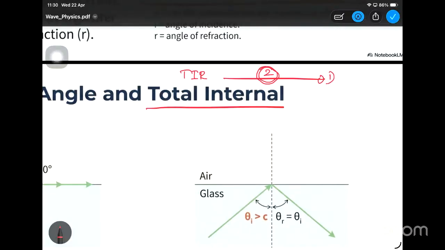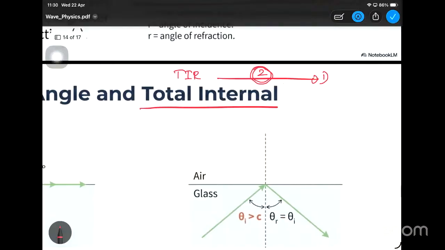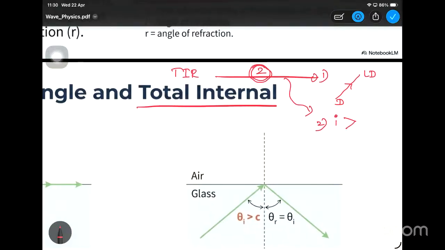First point is that the light ray must be coming from denser medium to the low dense medium, right? It must be from denser medium to the low dense medium. So remember that point. And the second one is that in that moment, the incidence angle must be larger than the critical angle, right? So I will explain them once again, but remembering these 2 points is a must, okay? This is the most crucial part.